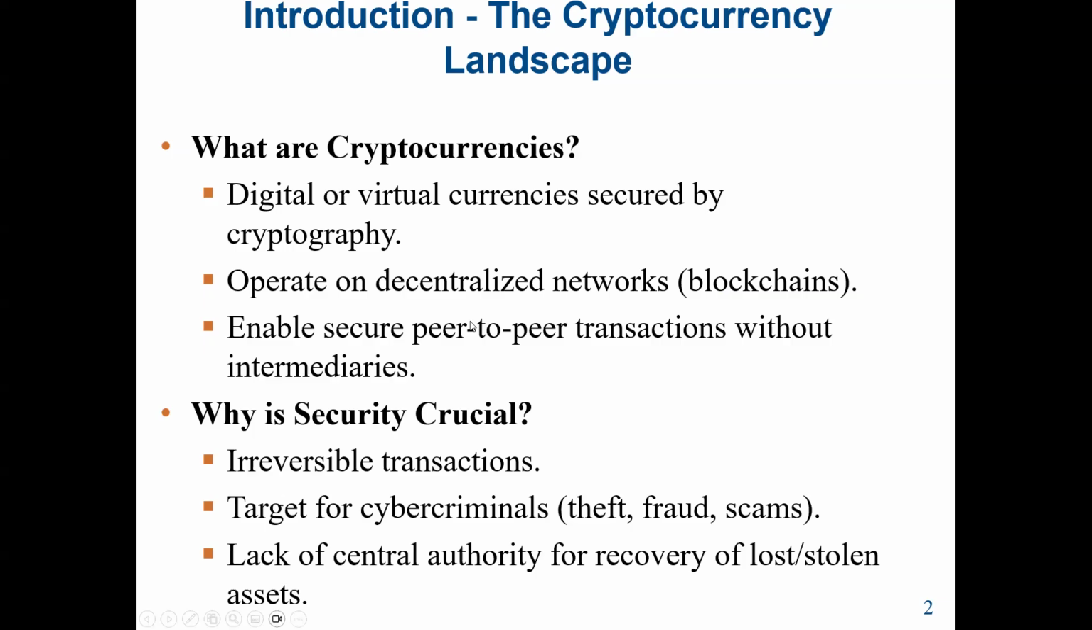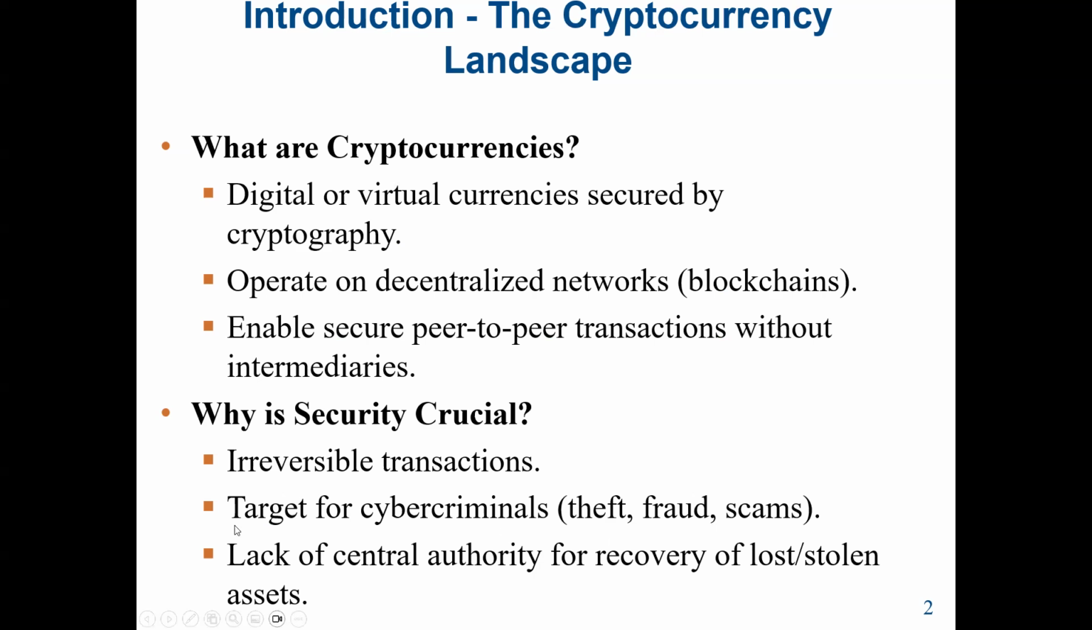Now, why is security crucial? We say first is irreversible transactions, which means a fundamental characteristic of a blockchain is that once a transaction is confirmed and added to the ledger, it cannot be reversed. So immutability means that if funds are stolen or sent to the wrong address, recovery is exceedingly difficult, often impossible. Also, secondly, it is an attractive target for cyber criminals.